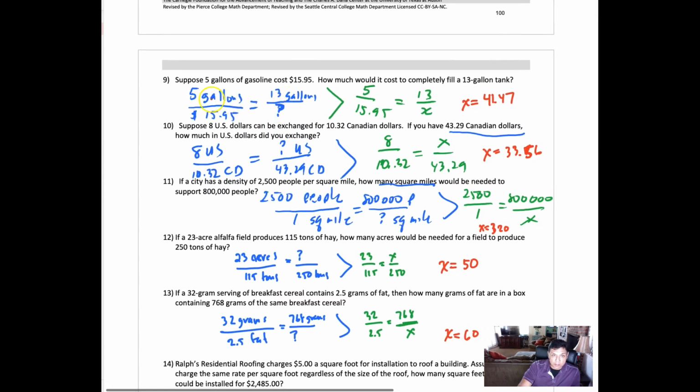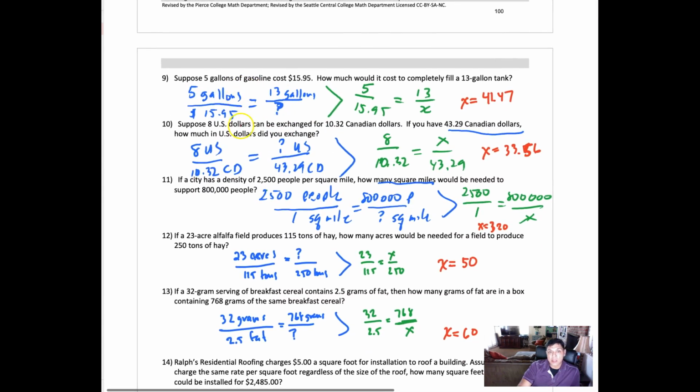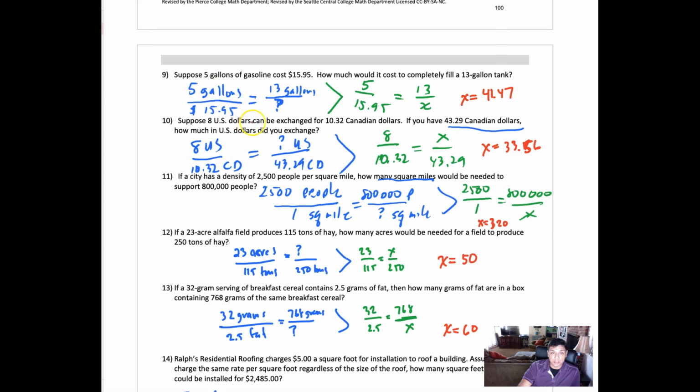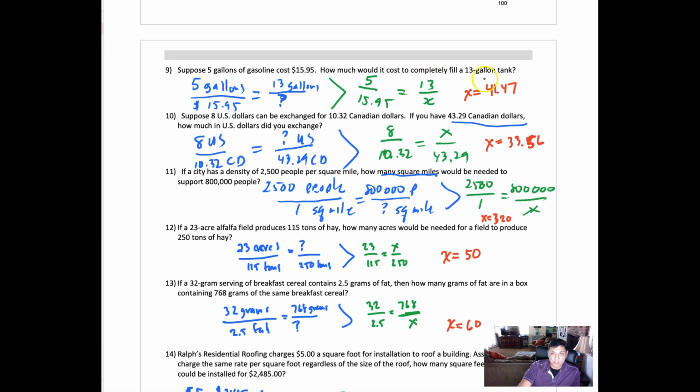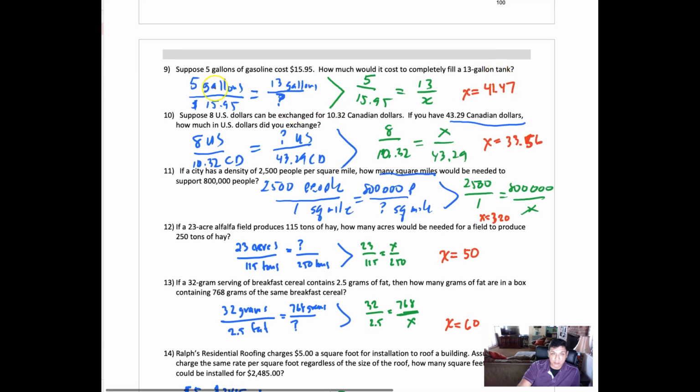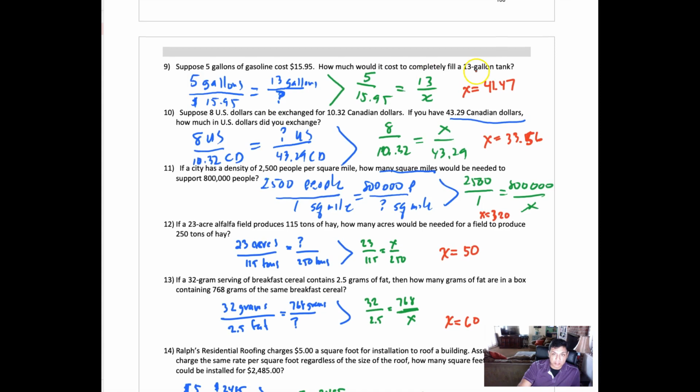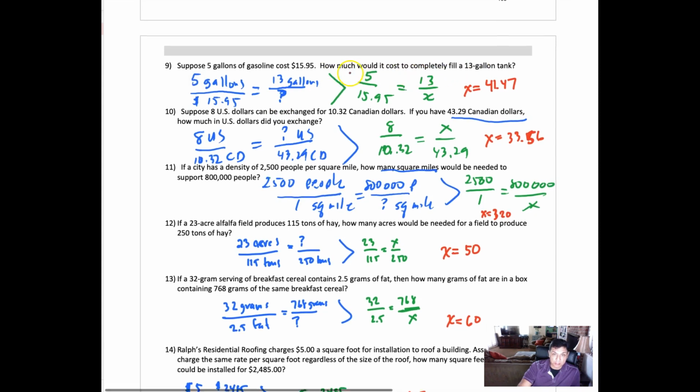These are word problems, so what you want to do is write them in the same ratios. 5 gallons is $15.95. How much would it cost for a 13-gallon tank? Notice 5 gallons. I write 13 gallons and then a question mark, because that's what I'm looking for. How much would it cost?